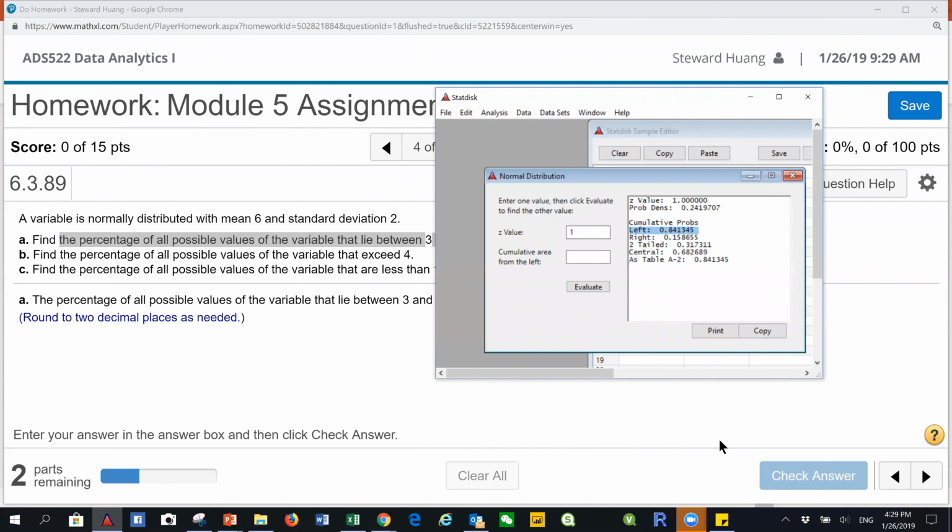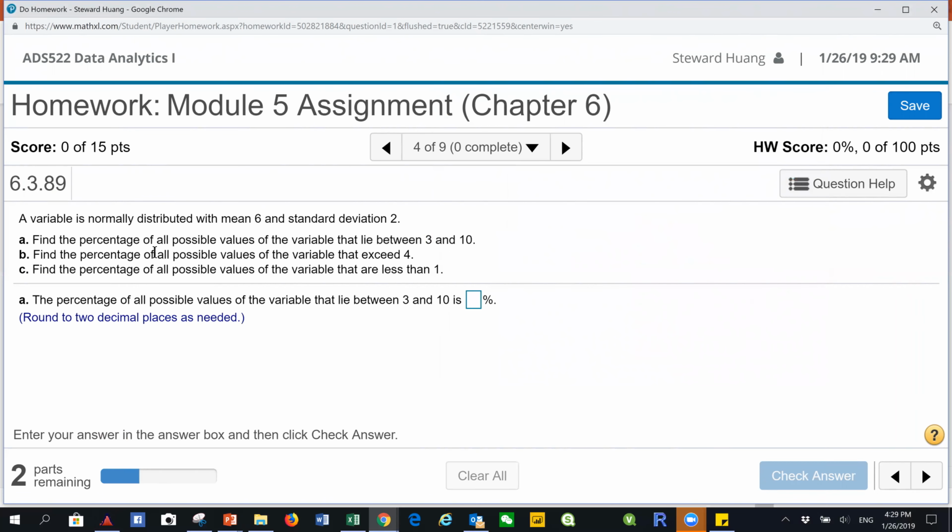That's easy, and so on and so forth. You should be able to see it. Okay. If it's less than, it's left. If it's greater than, it's right.